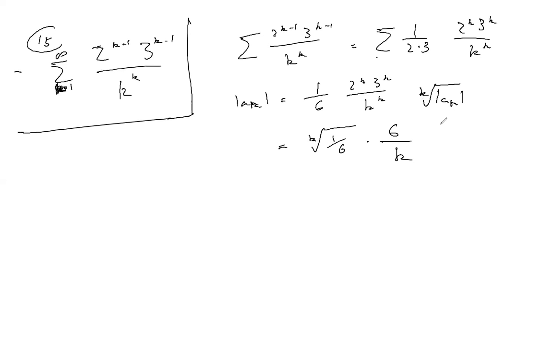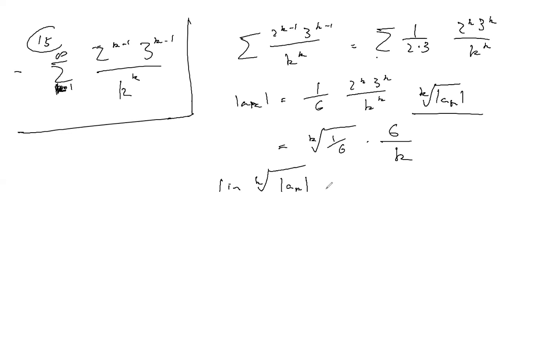So this is what my kth root of a_k is. Now, what's the limit of the kth root of a_k? If I have any constant and I take the limit of the kth root of the constant, it's going to go to 1. Think of square root of 10, cube root of 10, fourth root of 10. The bigger that root gets, the closer it's going to go to 1. It's not going to go to 0. It's going to go to 1.